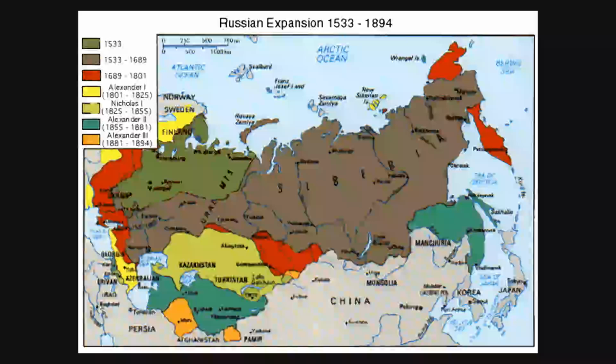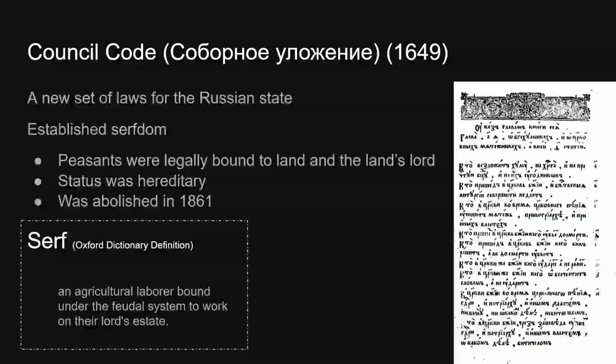This map here labels the territory gained by Russia under each ruler and time period. The land specifically gained during the time period being discussed right now would be all the land in brown, with some of the western brown land having already been settled prior in the 1500s.